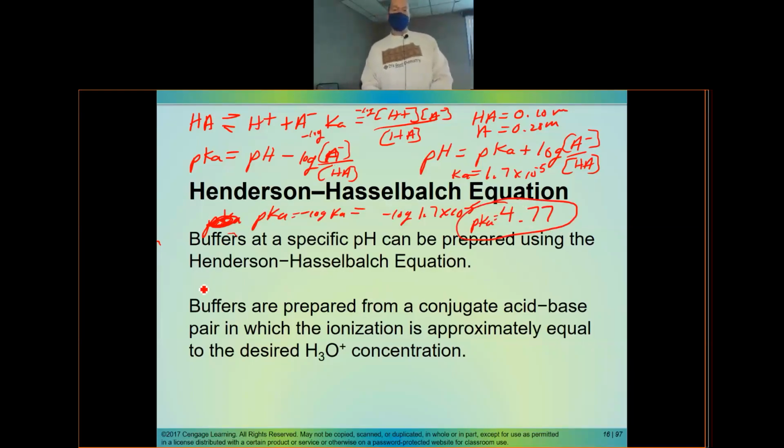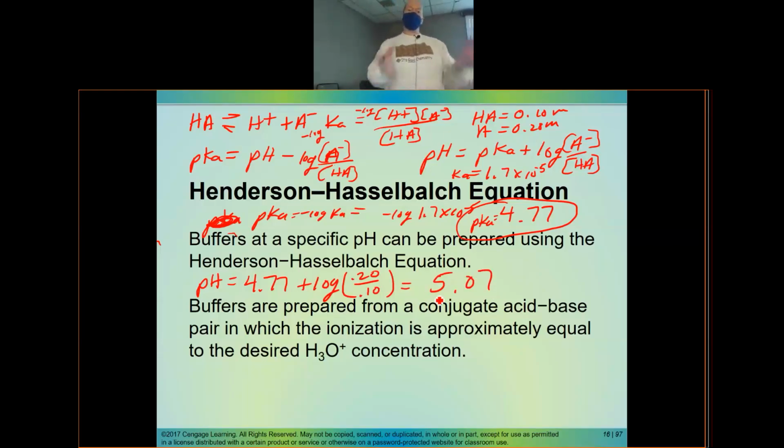All right, and so your pH is equal to the 4.77, the pKa, plus the log of A minus, which was 0.2, over HA, which is 0.1. Make sure you have parentheses around that. You do the division first, then the log of that division. Make sure you're using your calculator correctly. And you push the buttons and you get 5.07. All right, so it's as simple as that.